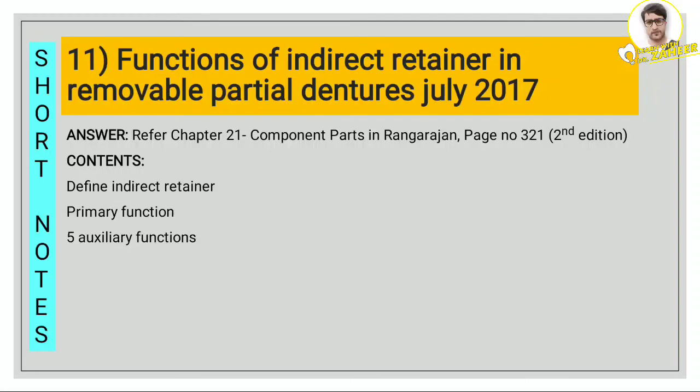Functions of indirect retainers in RPD. For this you have to refer chapter 21, component parts, page number 321. First define what is indirect retainer, then write the primary function and another 5 auxiliary functions.